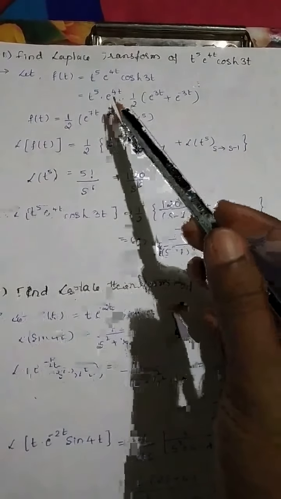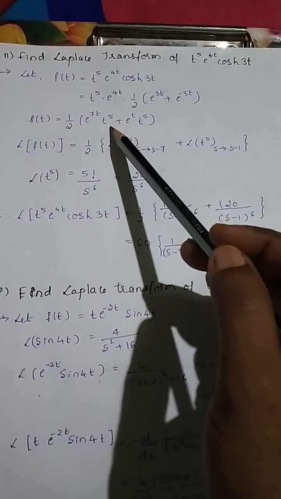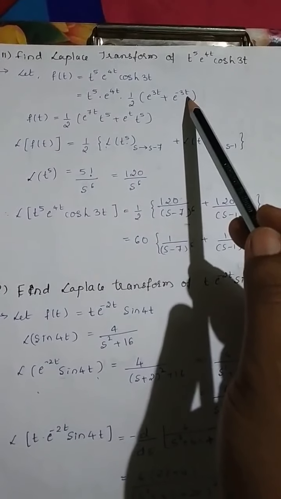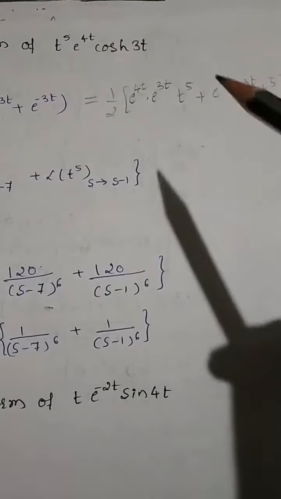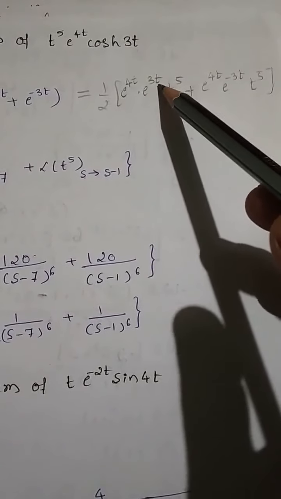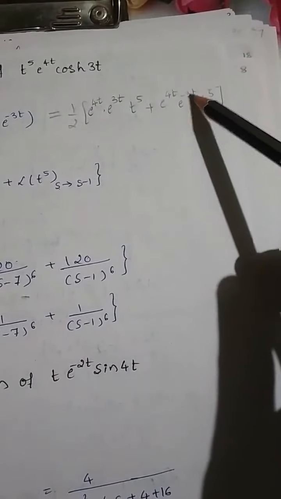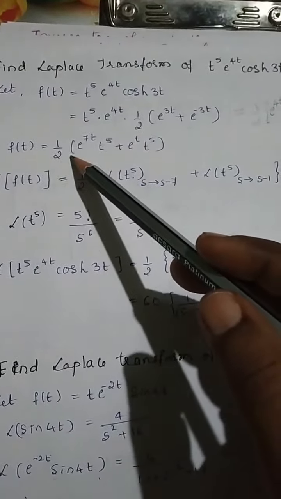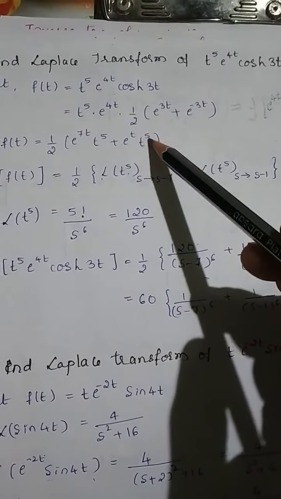e raised to 4t into e raised to 3t is e raised to 7t into t raised to 5, plus e raised to 4t into e raised to minus 3t, that becomes e raised to t. So that is 1 by 2 into bracket e raised to 7t into t raised to 5 plus e raised to t into t raised to 5.